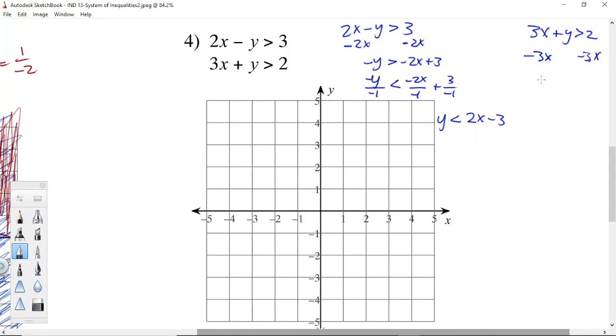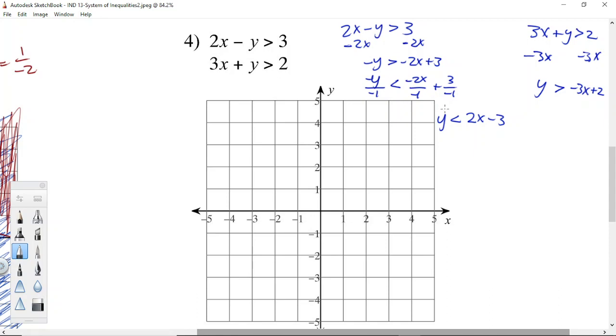On the left, you have just y, and that's greater than negative 3x plus 2. So this is not too bad to graph these now.